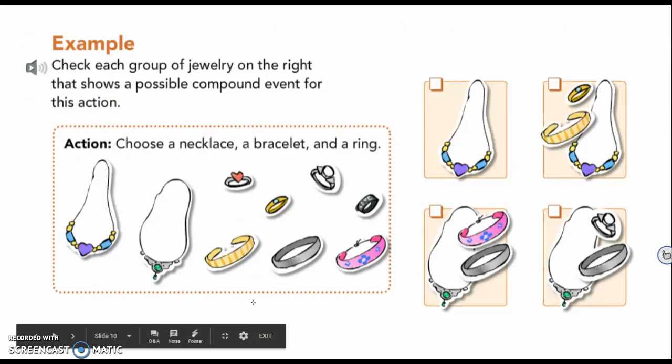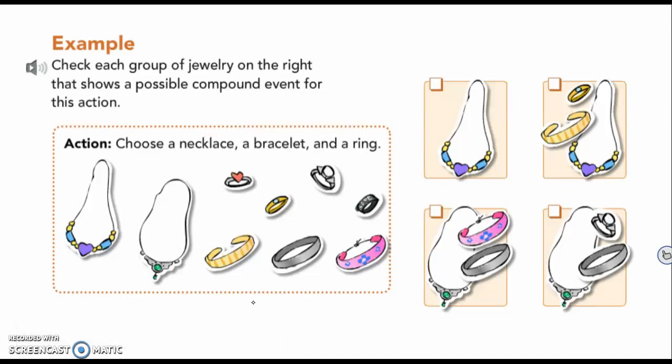Let's look at this example. Check each group of jewelry on the right that shows a possible compound event for this action. So our action is to choose a necklace, a bracelet, and a ring. So what we want to do is check the ones that show the possible compound events for this action. Keep in mind, the action is to choose a necklace, a bracelet, and a ring. So that is 3 things or 3 steps within this action.